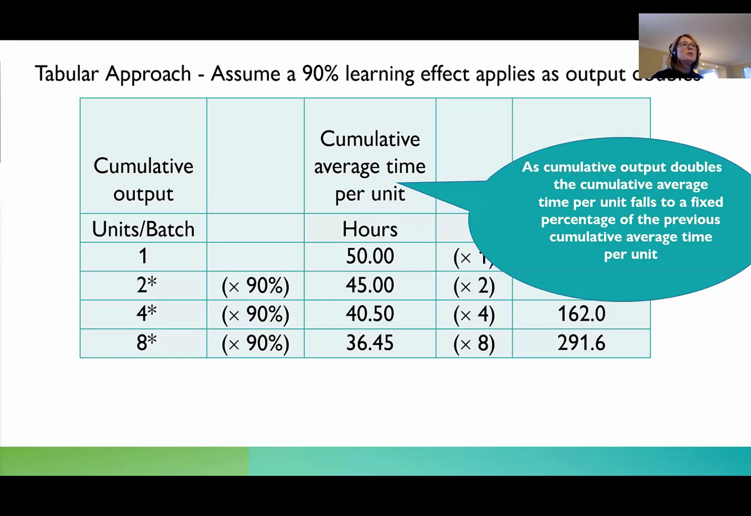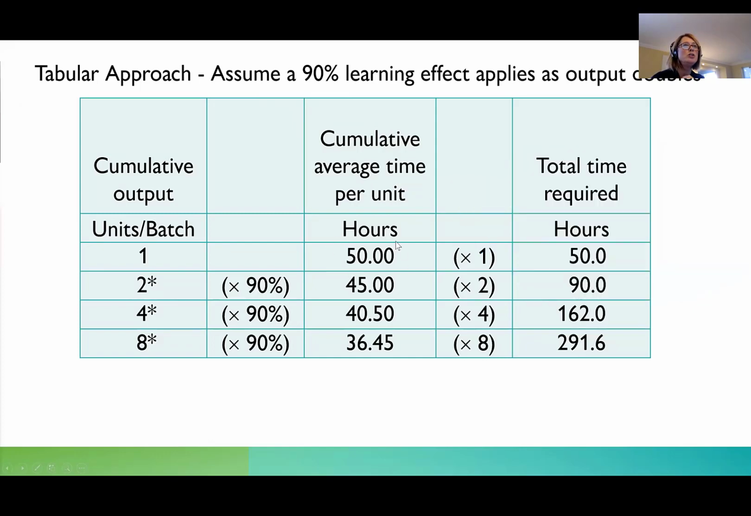So here, I've got a table. This is a tabular approach. You've got to assume a learning rate of 90%. And remember, it applies as output doubles. So the cumulative average time per unit falls to a percentage of the previous one each time cumulative output doubles. The first batch or the first unit takes 50 hours. But as we double, so we go from 1 to 2 batches, that's 1 learning period. You times that by 90%, which is the learning rate, and it becomes 45.